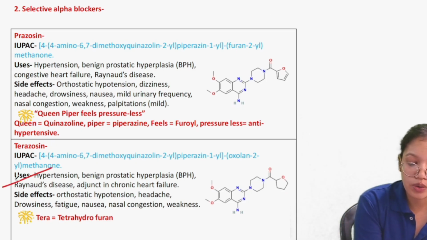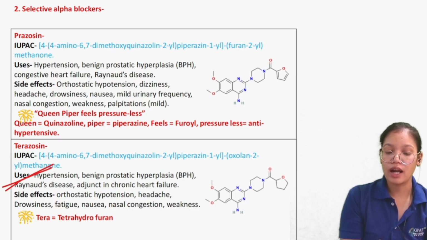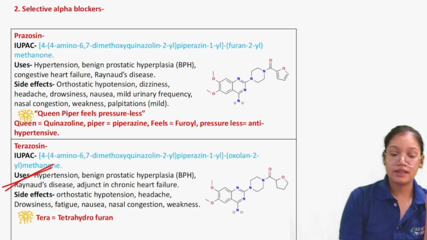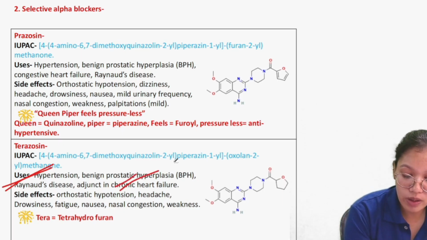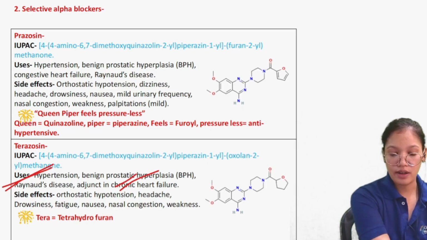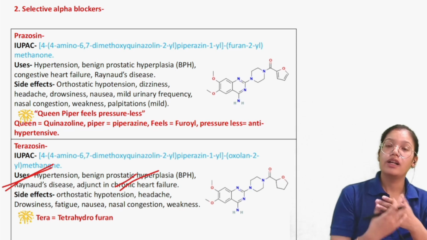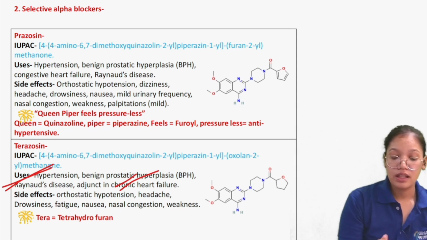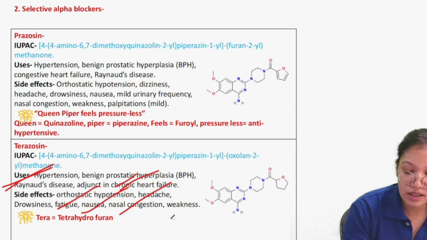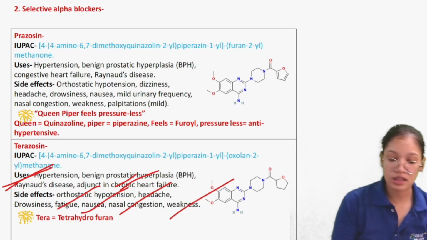Then if we go to uses: hypertension, benign prostatic hyperplasia, for that it can be used. Raynaud's disease again, and as an adjunct in chronic heart failure. For all these we can use terazosin. Side effects: orthostatic hypotension, headache, then drowsiness, then fatigue, nausea, nasal congestion, weakness.